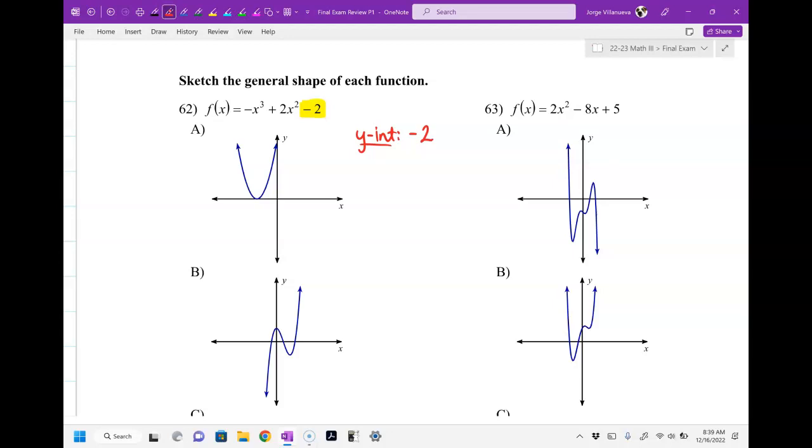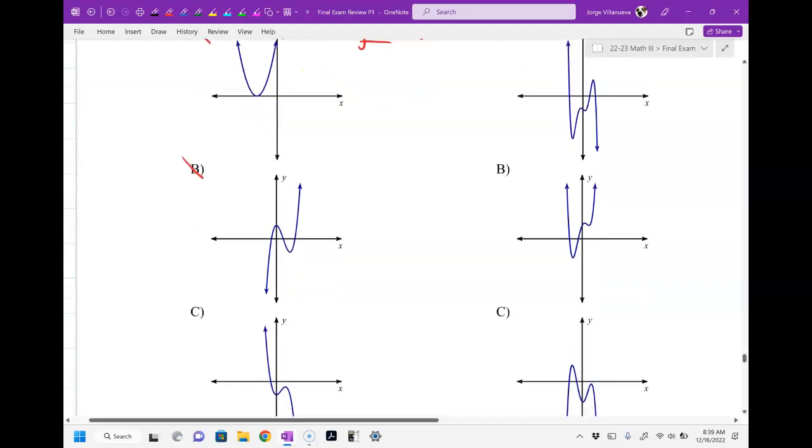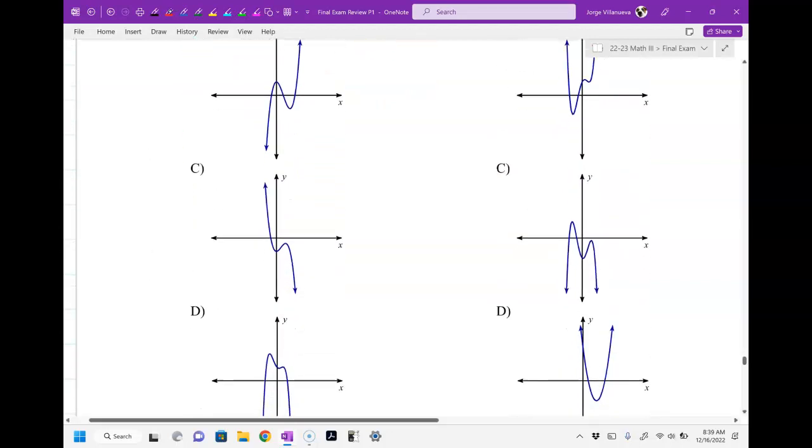Now look at your graphs. Which ones do not look like they pass through -2 on the y-axis? A, B, and what else? Let me check. Yeah, so then what's your answer? There you go, you're done. Y-intercept is one of the most important things when you're trying to just sketch a graph, because it tells you where it's supposed to cross.